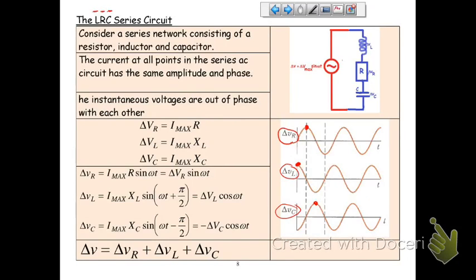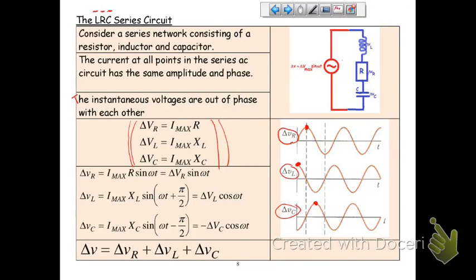We need phases, and that's where we're going to go. Consider a series network consisting of a resistor, inductor, and capacitor. The current at all points in the series AC circuit has the same amplitude and phase. The instantaneous voltages are out of phase with each other. So delta VR equals I max times R. There are the magnitudes of them, but there's a phase issue as well.